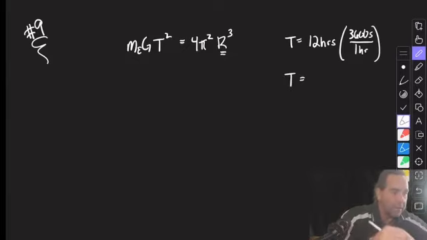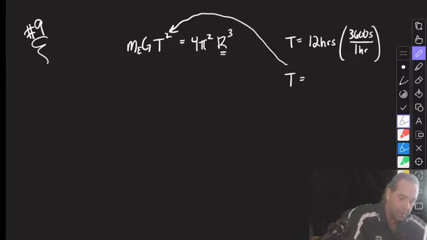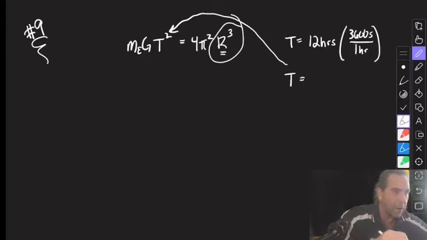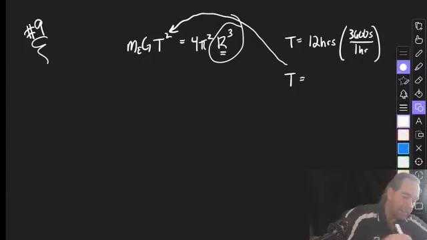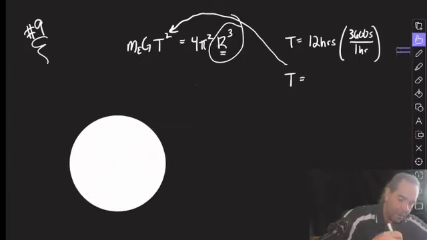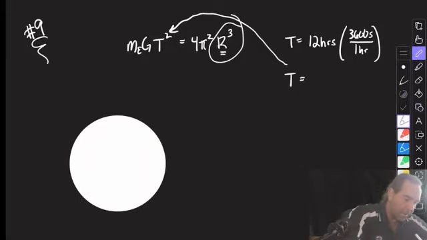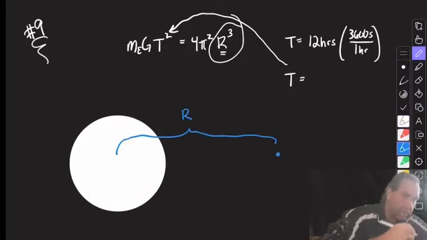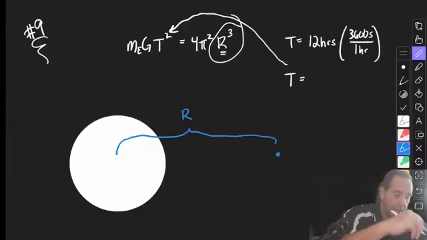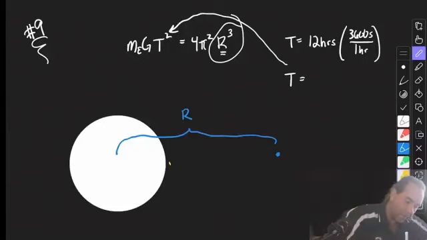So you'll need to get that in seconds. Once you get this value and put it in here, all you're doing is solving for r. But again, that's not the answer, because what you're finding for r is this distance. But they actually want the altitude, which is this distance.